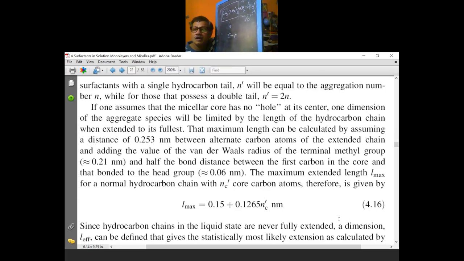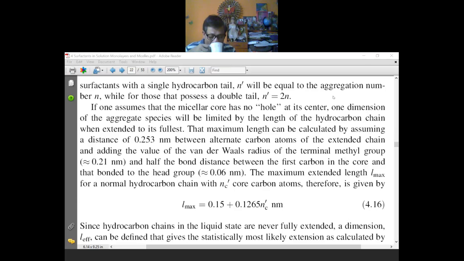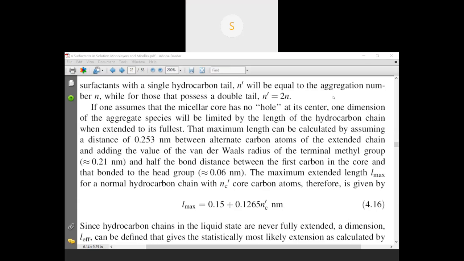What is the carbon-carbon bond length for a single bond? Anyone? Can you unmute your phone and tell me? I need to interact with you. Anindita, Amrita, Sushmita, Kamal, anyone? Can you unmute? 1.54 Angstrom. Very good. Very good.